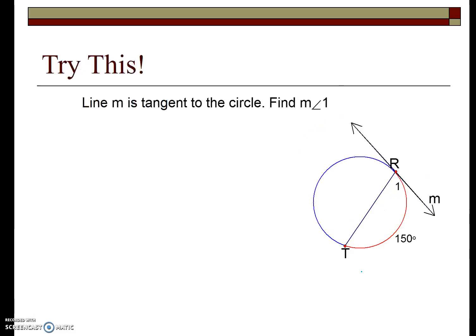Okay, why don't you go ahead and hit the pause button and try this problem now for yourself. Okay, let's see how you did.